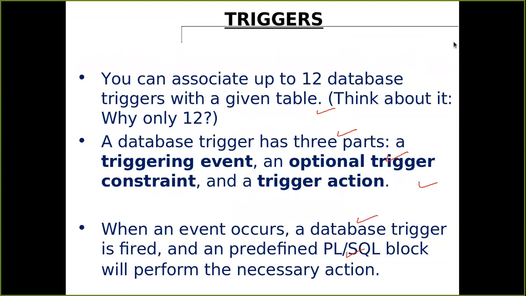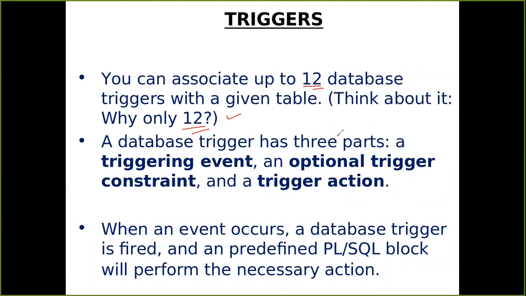Then, you can associate up to 12 database triggers with a given table. Now you have to think why it is 12 only. It is the maximum limit. That means with a single table, you can associate a maximum of 12 different triggers that will be executing whenever some event occurs. Now it is your question to find out why only 12, why not more than 12. You have to think about it and find out the answer to this question yourself.